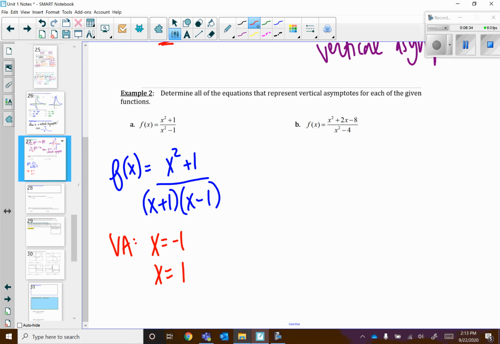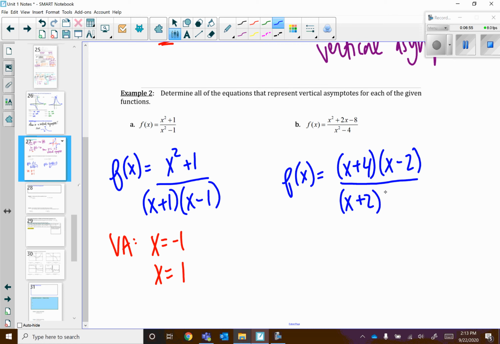For our second function, we can factor both the top and the bottom. If you want to pause it to try it yourself, please do. Our numerator will factor into (x plus 4)(x minus 2), and our denominator, difference of squares, (x plus 2)(x minus 2). What do we got here, guys? We have a hole, right? A removable discontinuity. But that still leaves us with one vertical asymptote at x equals -2.